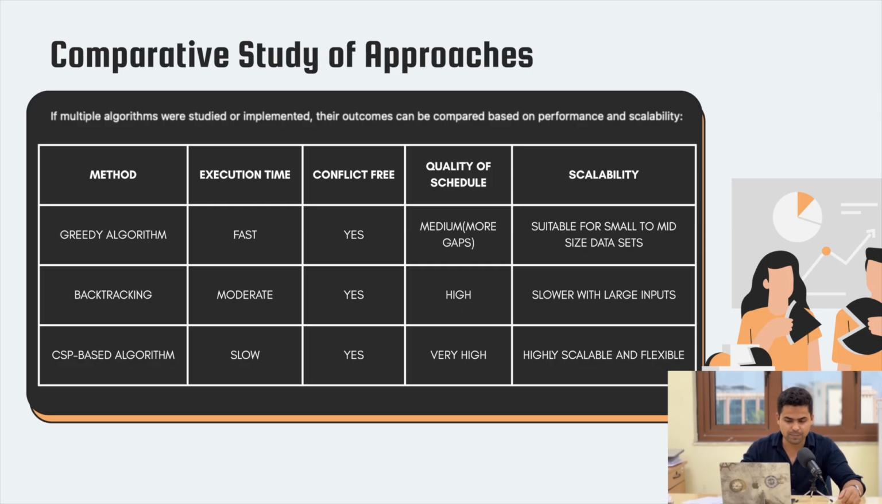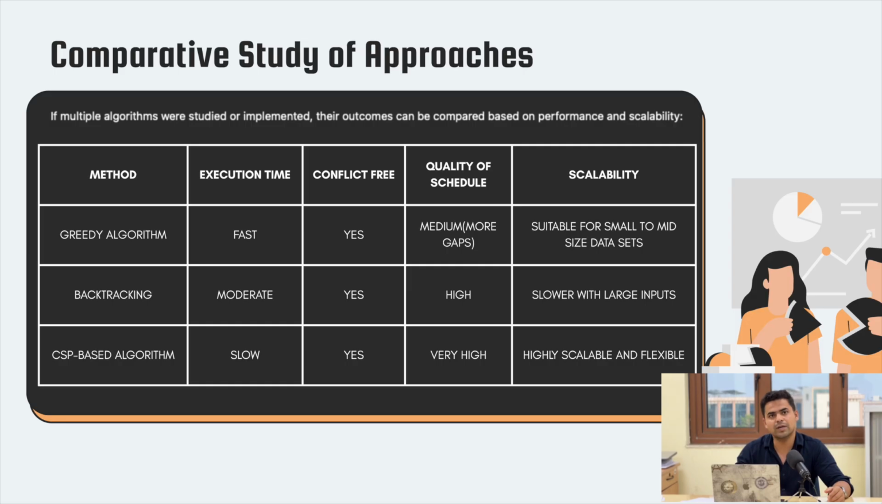The second one is backtracking. The execution time over here is moderate, like it's not too fast, it's not too slow also. It is also conflict free. And if you talk about the quality of the schedule, it's very, very high. And scalability, slower with large inputs. If you are using large data sets, then it will give you output, but the output will be slow.